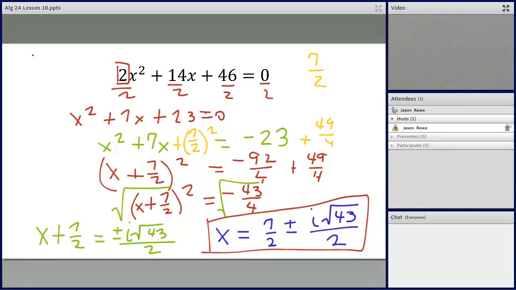Please do not try to use decimals. You're not going to be able to simplify it like I just did. And your answer needs to be a simplified radical answer. And don't try to take the square root of 43 with an imaginary coefficient.